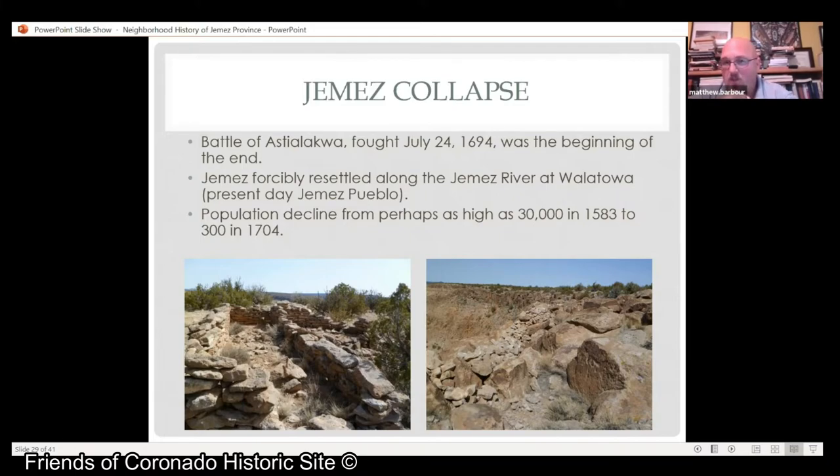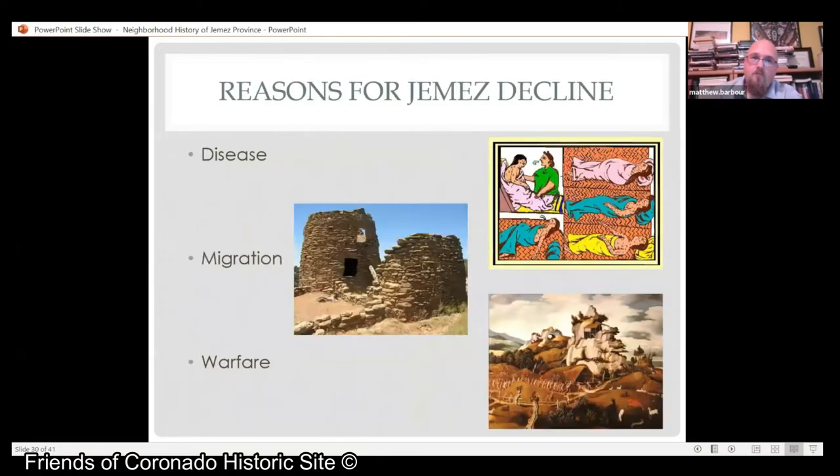So within the course of a little more than 100 years, and remember these are Spanish estimates, which might be exaggerated, both the 30,000 and 300 could be exaggerated, we've lost 99% of the population. It's food for thought. So what are the reasons for this decline? Well, the big one isn't warfare. It's actually disease.